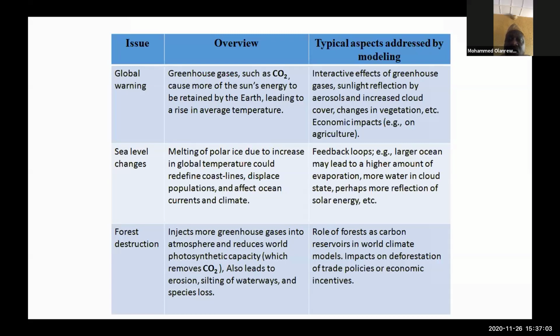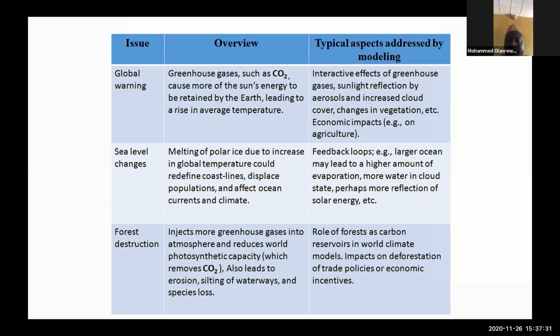Now, overview. Melting of polar ice due to increase in global temperature could redefine coastlines, displace population, and affect ocean currents and climates. Feedback loops. Warmer oceans may lead to a higher amount of evaporation, more water in cloud states, perhaps more reflection of solar energy. I'm equally coming to that solar aspect too.